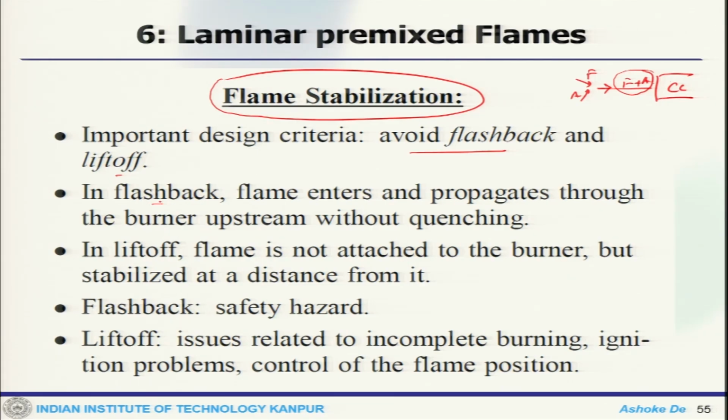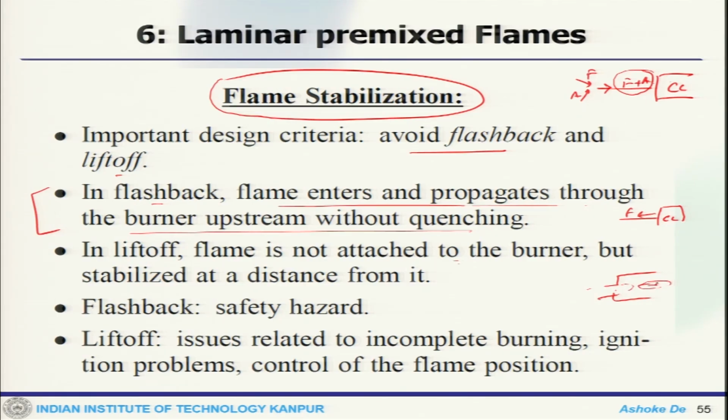Now, in flashback, the flame enters and propagates upstream through the burner without quenching. So, this is what we have already seen. That means, this is my chamber and the flame actually goes there and sits there, which will damage the system. And in lift off, the flame is not attached to the burner, but stabilized at a distance from it. So, this is my system. If this is the burner, it is supposed to stabilize here, but due to lift off, it will stabilize like this.